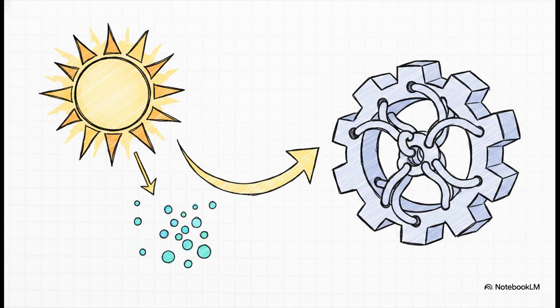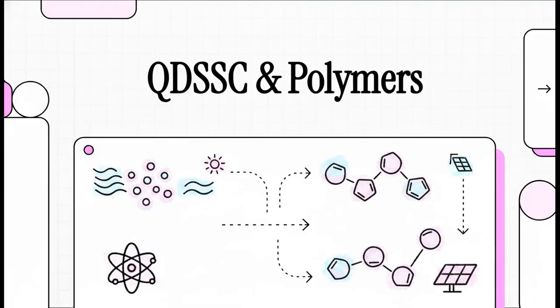Today we're doing something really cool. We're bridging the gap between the absolute nanoscale of solar energy and the macro world of structural engineering. Think of this as your digital smartboard masterclass. We're going to dive deep into quantum dot solar cells, or QDSSCs for short, and engineering polymers. We'll unpack exactly how these smart systems work, literally from the atoms up.